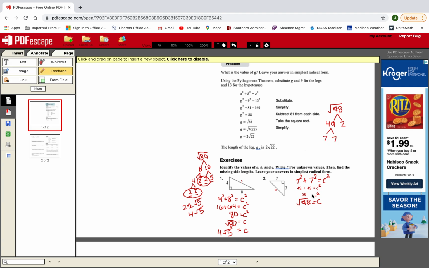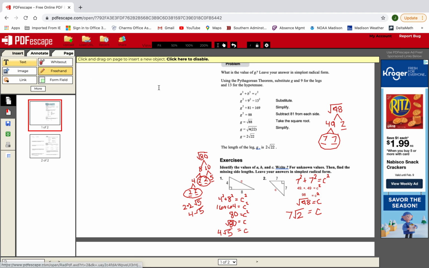And you may have already seen this. 49 plus 49 is the same as saying 2 times 49. So my bottom line prime factorization here is 7 times 7 times 2. I have a pair of 7s. And then 2 has to stay home. So I can see that root 98 reduces to 7 times the square root of 2, or 7 root 2. Okay? And that's actually a precursor to our special right triangles, which is coming up in section 8-2.